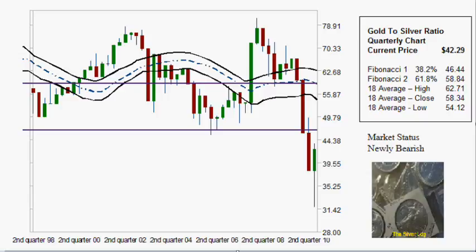Welcome to today's Silver Log and what will be the gold and silver ratio on many different time frames, starting off with the quarterly chart. Each one of these candles represents 3 months worth of data, going back to the second quarter of 1998. Each chart will contain 50 periods or 50 candles, the 18 period averages of the high, the low, and the closes, and the significant Fibonacci 38.2 and 61.8% from the last 67 periods.